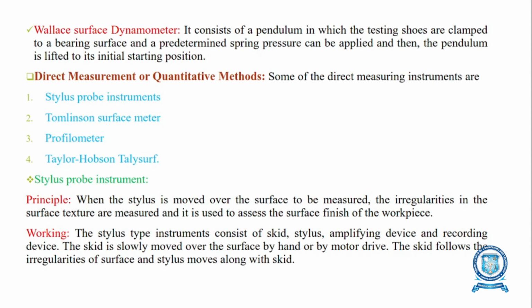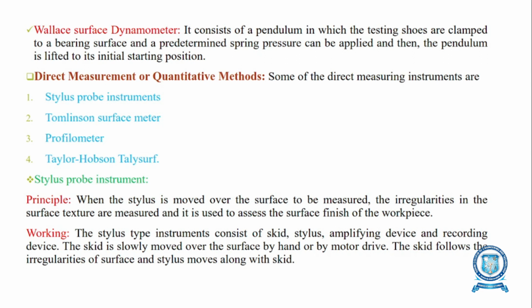This stylus is moved over the surface to be measured. The irregularities in the surface texture are measured, and this is used to assess the surface finish of the workpiece. The stylus type instruments consist of some units. One is the skid or shoe. The skid or shoe is drawn over the surface very slowly.